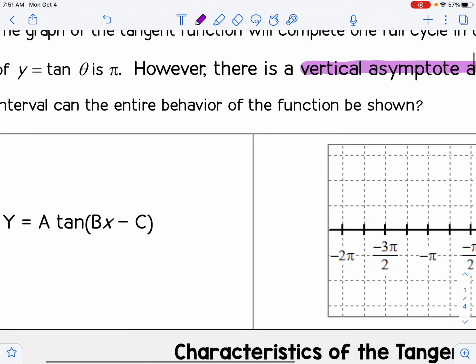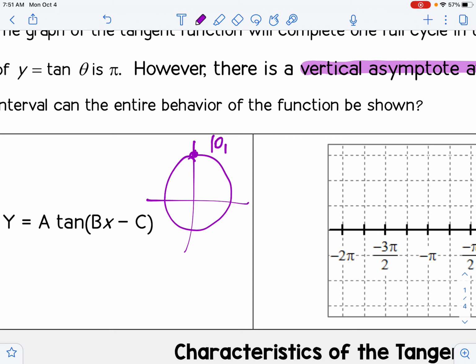Well, at pi over 2, think about your unit circle. At pi over 2, the coordinate is 0, 1. So tangent is defined as y over x. By definition, that means the tangent of pi over 2, or 90 degrees, equals 1 divided by 0. And we know that we cannot divide by 0. So that's why that vertical asymptote appears.